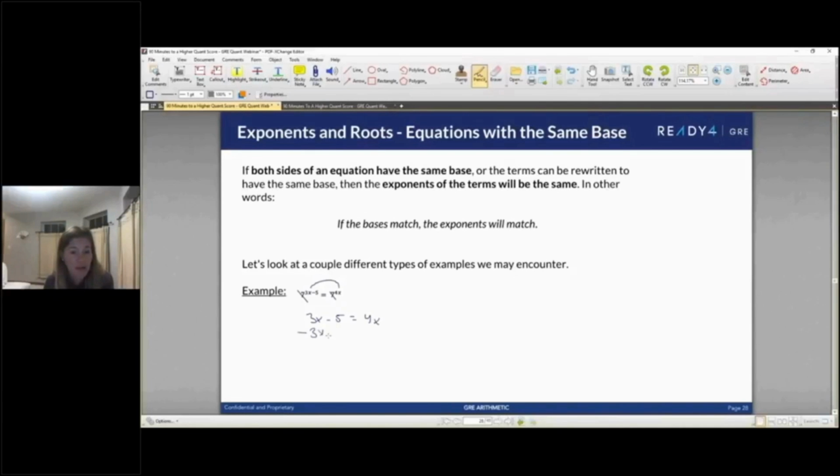We subtract 3x from both sides. -5 is equal to x. And we have solved for x. We didn't need logs. We didn't need anything weird. We just cross out the bases and compare the exponents. Beautiful. Easy.